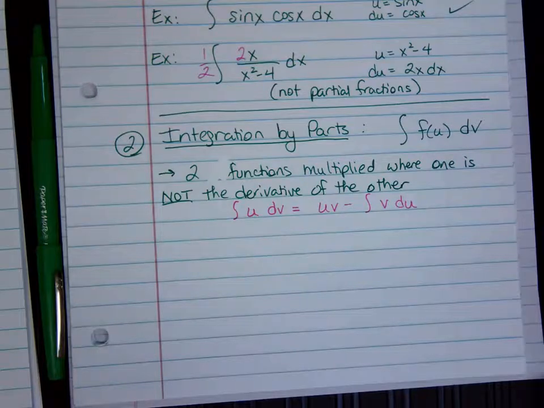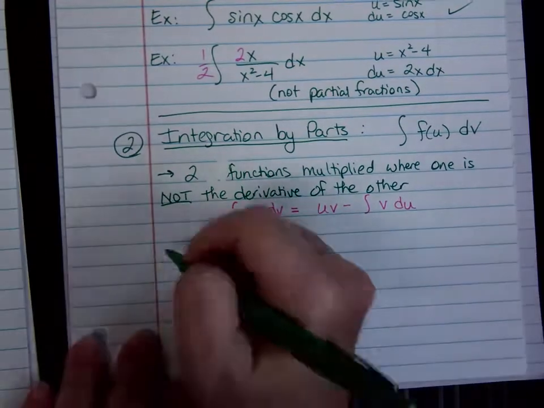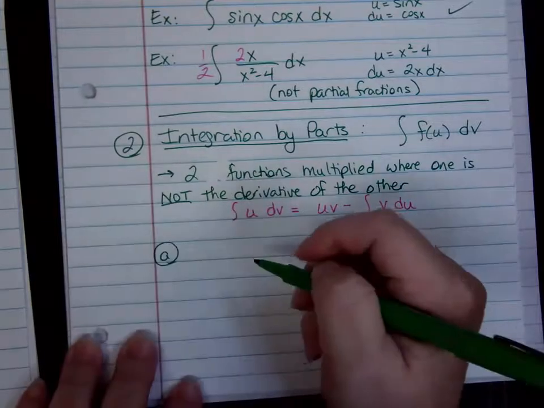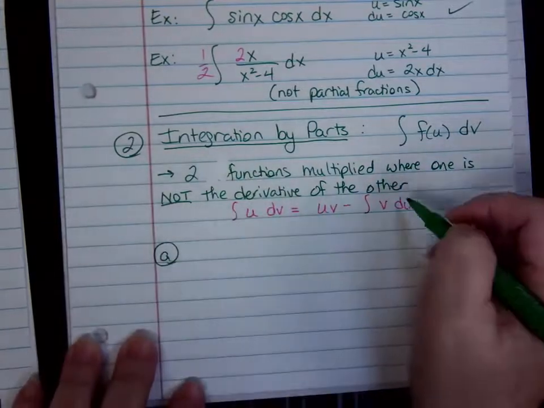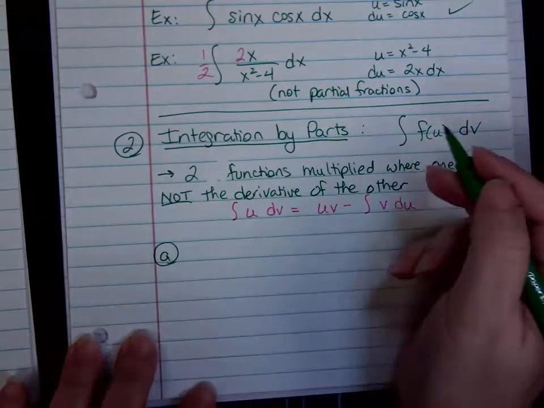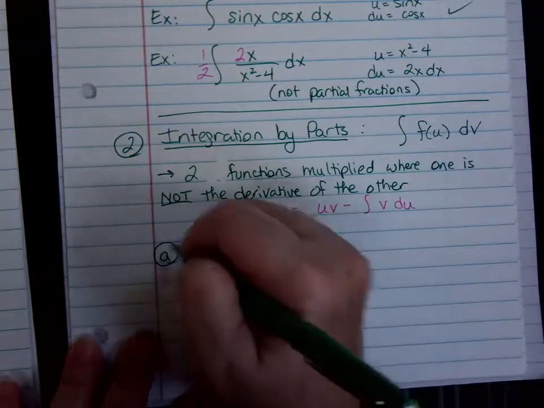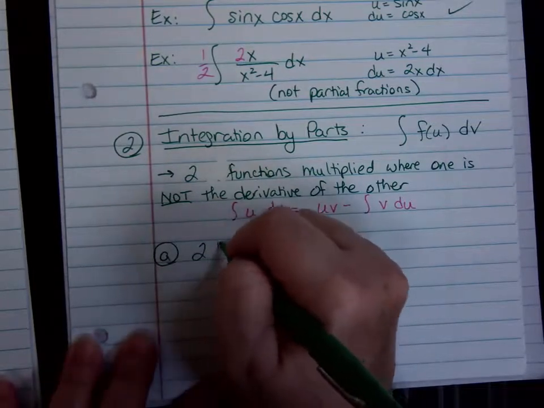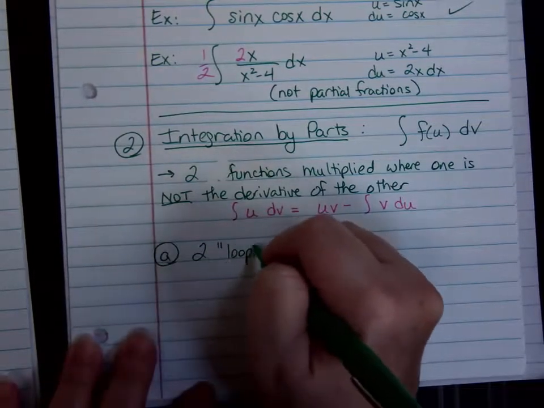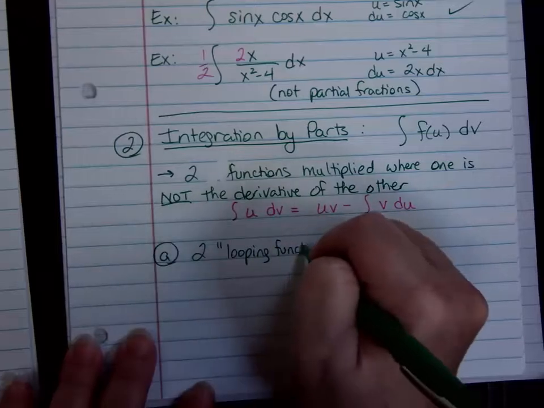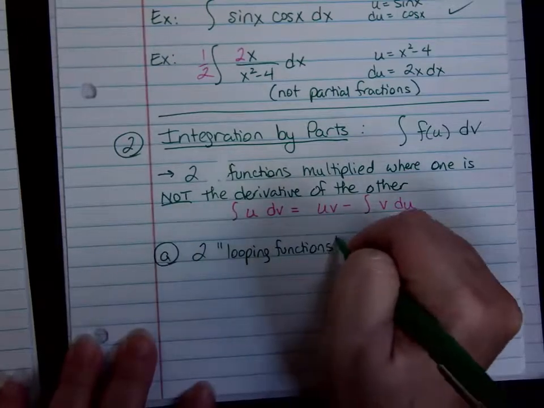Now, there were two special cases of integration by parts I want to talk about. We're going to call this one part A. Now that's just a generic one. You do it once and you're done pretty much. Okay. Version A is when you have two what I call looping functions.